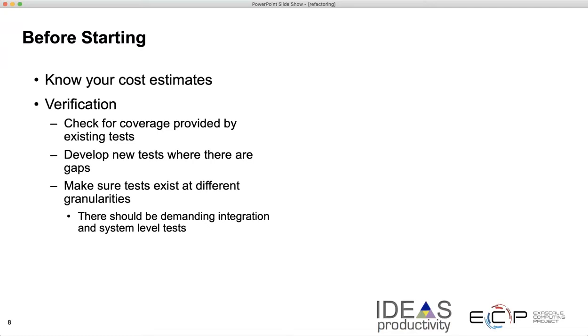And then, because you have a working code, you actually have a way of building up your verification regime before you get started. It is absolutely important to leverage that and be ready with it as you start to alter the code. So what you do is you check for coverage provided by the existing tests, similar to the kinds of coverage that David Rogers talked about in the testing module.